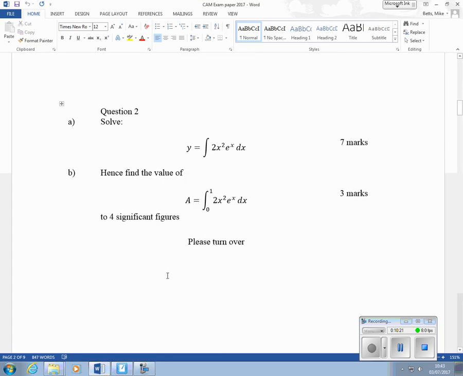Question 2. Now this question is the question that involved the integration by parts formula. So this was the question that had some contention about it. Okay? I'm going to take a look with you at part A.